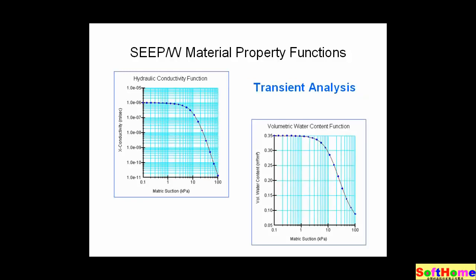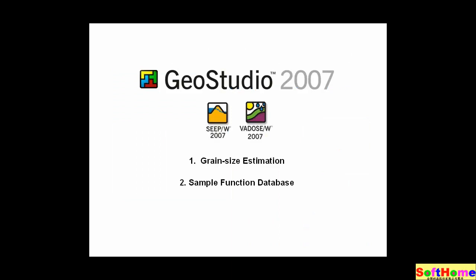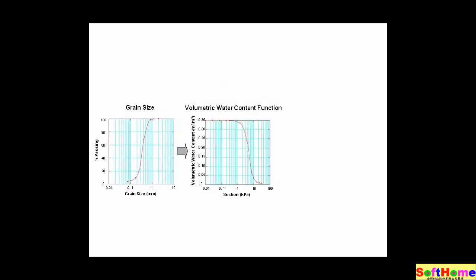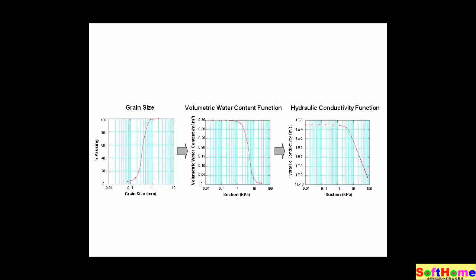In GeoStudio 2007, these material property functions can be input manually as individual points, or they can be estimated using two available estimation options: using grain size data or utilizing the sample function database. To estimate the functions using the grain size data, the procedure is to first obtain the D10 and D60 values from the grain size curve. Then use these values to predict the volumetric water content function. The hydraulic conductivity is then estimated from this water content function.